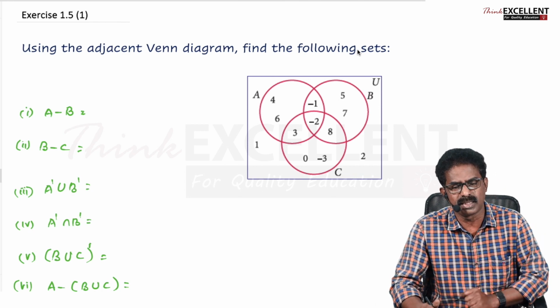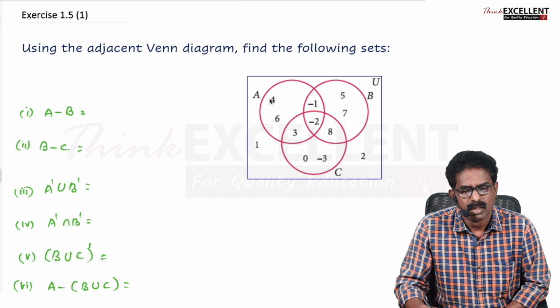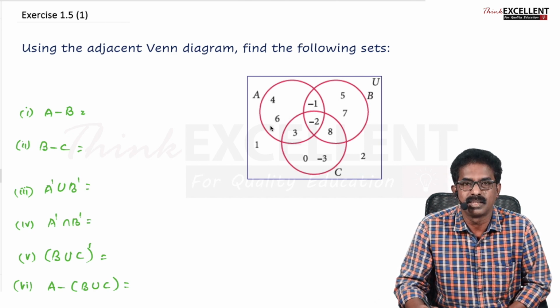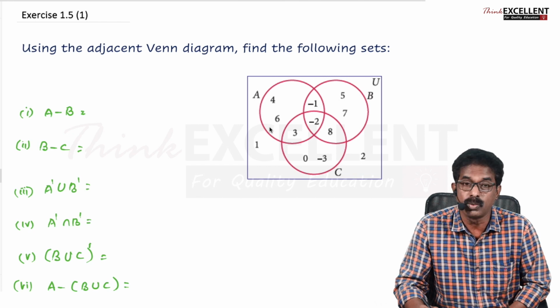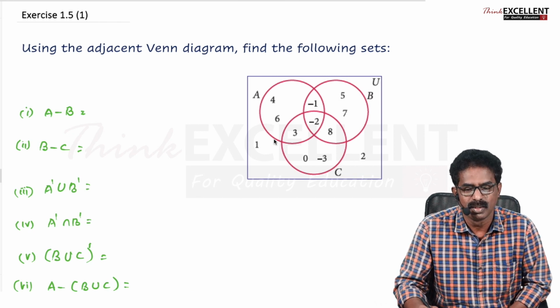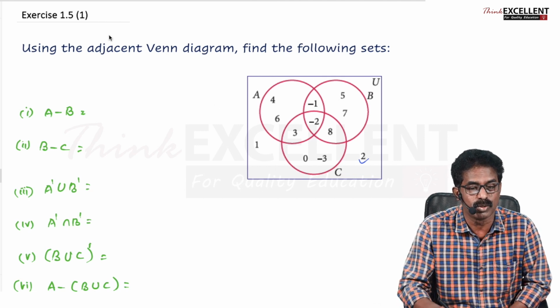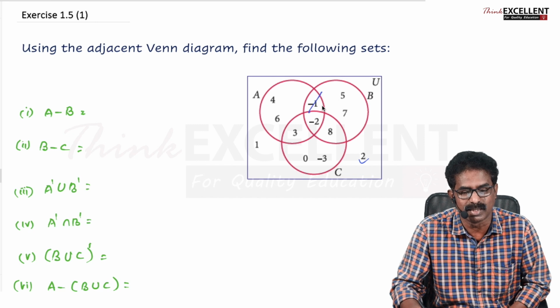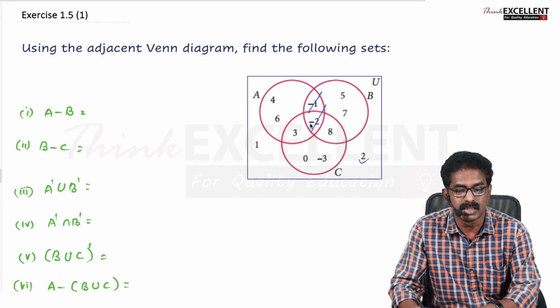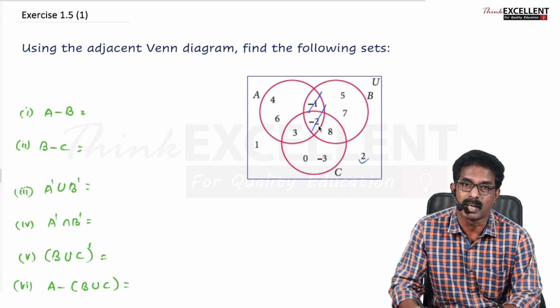So can you say the elements in A? 4, -1, -2, 3, 6. Can you say the elements outside A, B, C? This 1 and 2, right? Can you say the terms in A intersection B? So you must know what is A intersection B, right? This is A intersection B. What are the elements in A intersection B? -1 and -2.